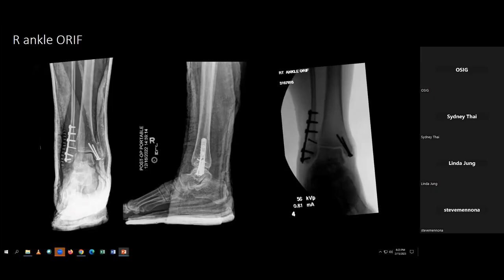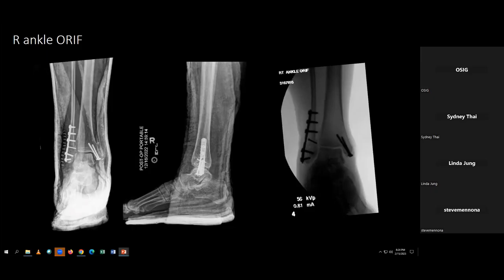If it's healing appropriately, you can try to switch him to a cam walking boot, which is a lot more comfortable than a splint. It's like a big Velcro boot that goes up to here. It's like a snowboarding boot. And you can take it off to go to bed and shower, and you can put it back on. So it's a lot more comfortable.